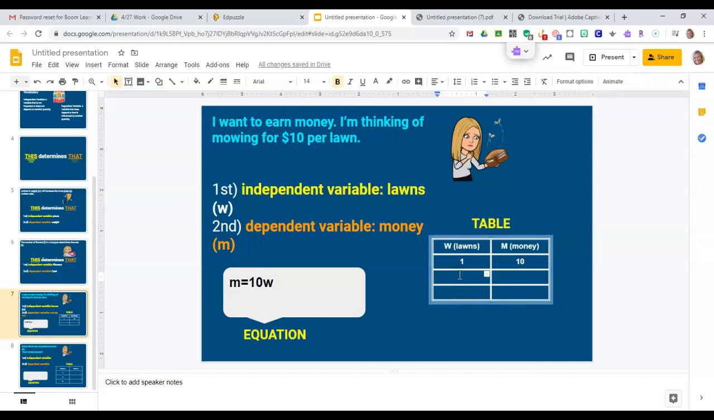If I mow 2 lawns, that would be 10 times 2, which is 20. And then if I wanted to see how much money I could make if I mowed 10 lawns, then I would do 10 times the number of lawns, which would be 10, and that would give me 100. So this is all my money right here. This is how much money I'm making per the number of lawns that I'm mowing.